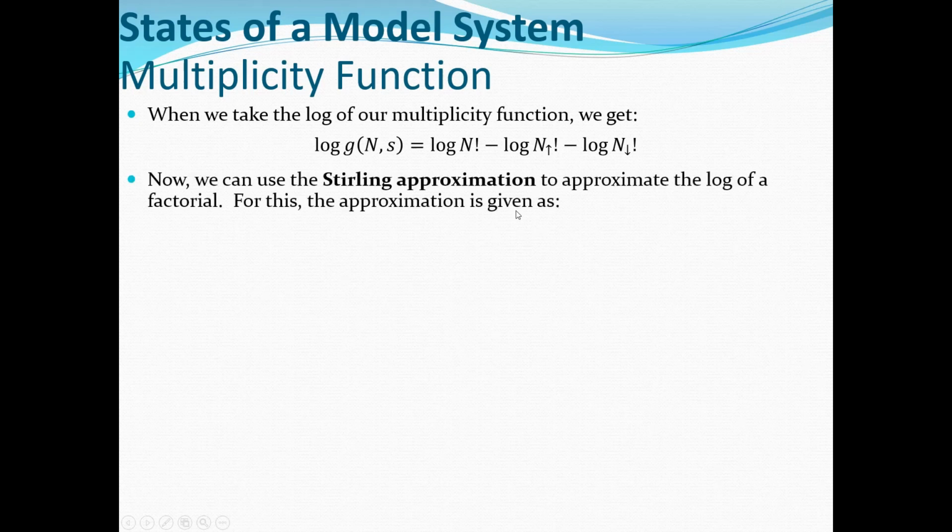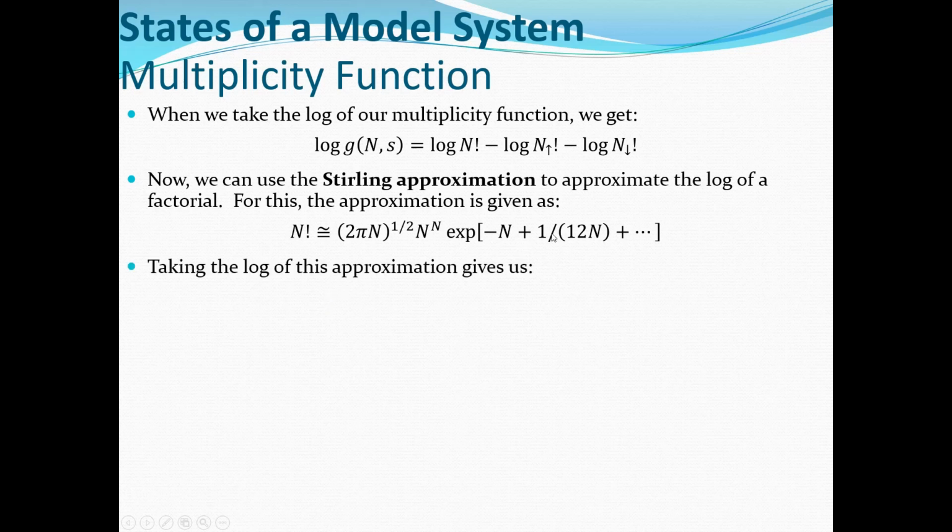Now what we have to do is use something called the Stirling approximation. This is definitely important, so you want to make sure that you're able to do this yourself. But basically what it is, is approximating logs of factorials. Now the approximation is this. So when you have N factorial, this is the equation that it is approximately equal to.